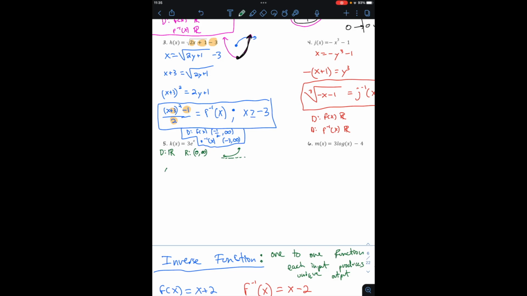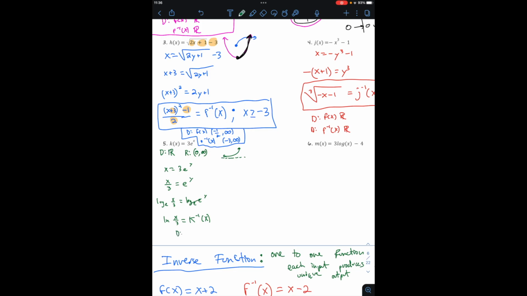Switching x and y, we'll get x equals 3 times e to the y, divide by 3. X over 3 is equal to e to the y. To get the y out of the power, we need to take log base e of both sides, which you might know as natural log. So I'll take log base e of x over 3 equals log base e of e to the y. And we will get log base e, or ln, x over 3 equals k inverse x.